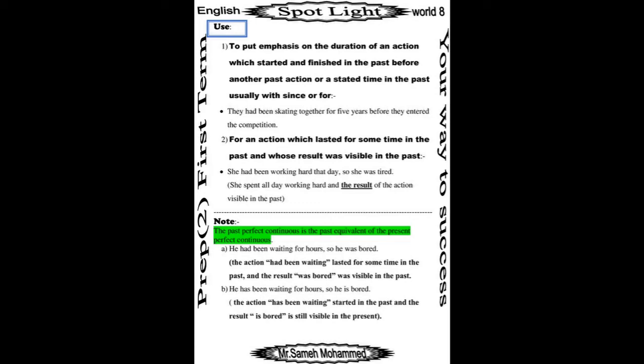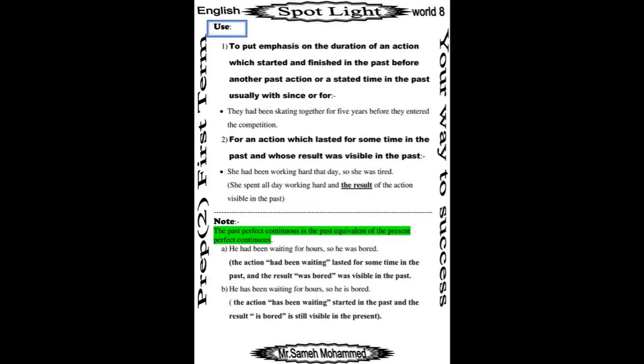And now, pay attention to this note. The past perfect continuous is the past equivalent of the present perfect continuous. For example, he had been waiting for hours, so he was bored. The action had been waiting lasted for some time in the past, and the result here, was bored, was visible in the past.